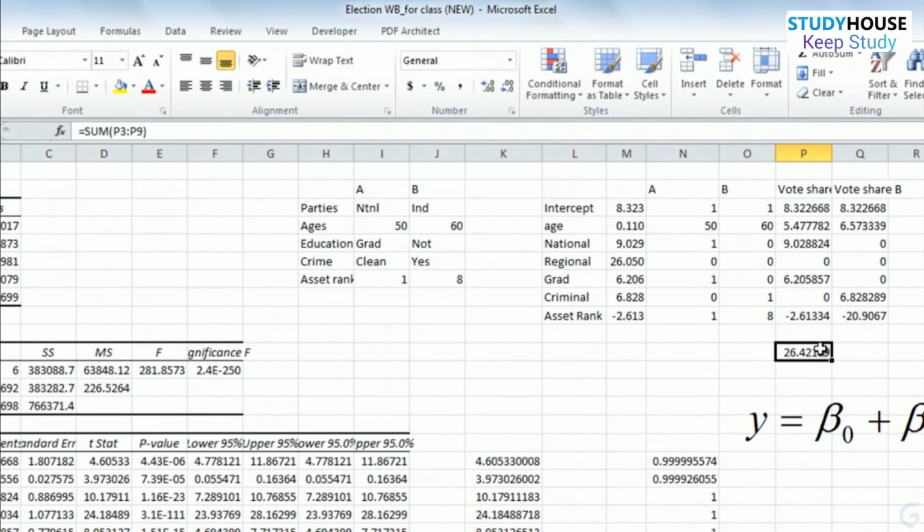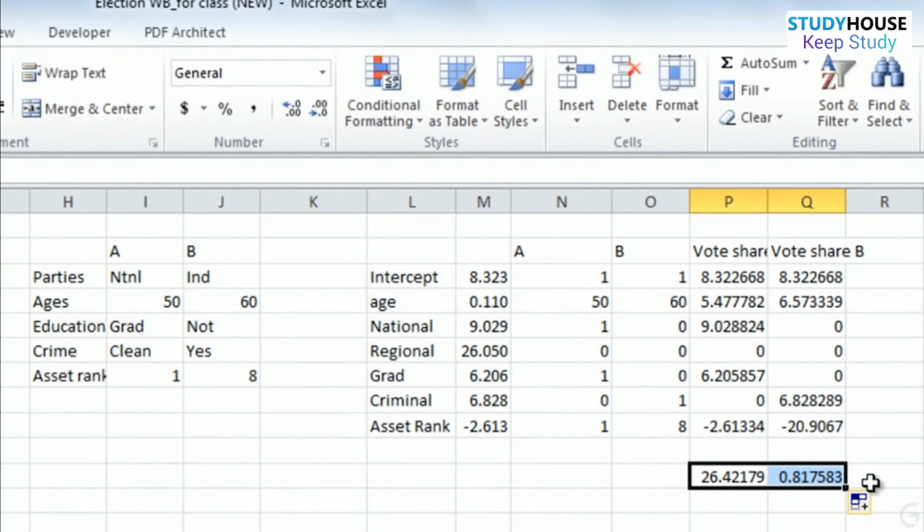Okay, I get 26.4219 and 0.81753. So what does it mean? Between these two candidates, A is likely to get 26% of the votes and B is only likely to get 0.81% of the vote. So this is fairly a simple way of predicting what will be the vote shares of two candidates who may be of very similar background, maybe diverse background in a constituency.